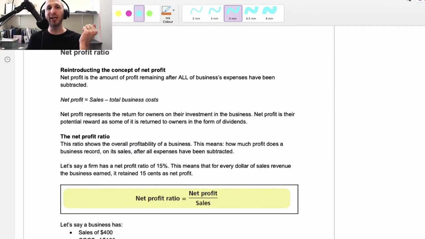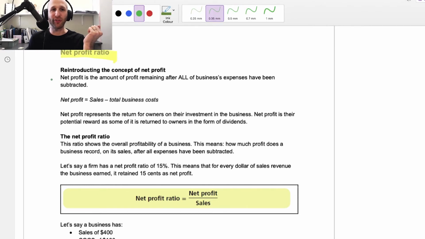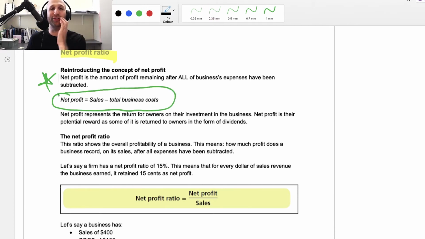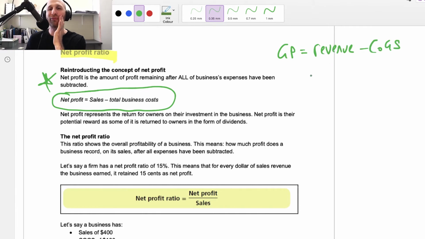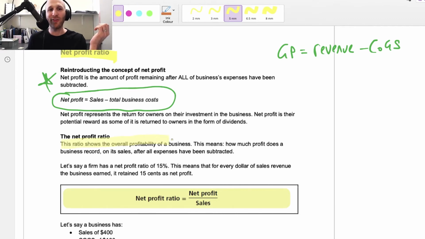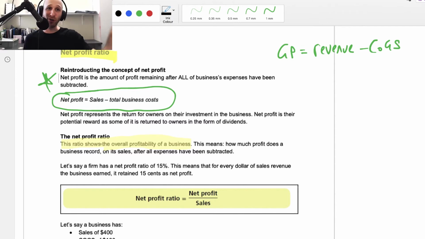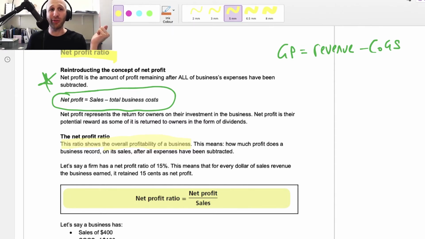Now let's go to net profit. Before we get into the ratio, let's go back to the concept of net profit. Net profit is sales minus everything, all of the other costs. Gross profit is revenue minus COGS, and this is minus all of the costs that are involved, so this is the total amount. Why do I care? This is the overall profitability of the business, not just gross profit. This is the whole thing.